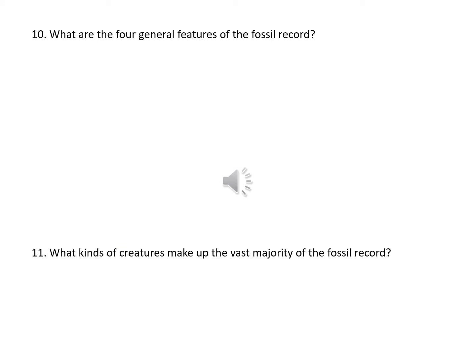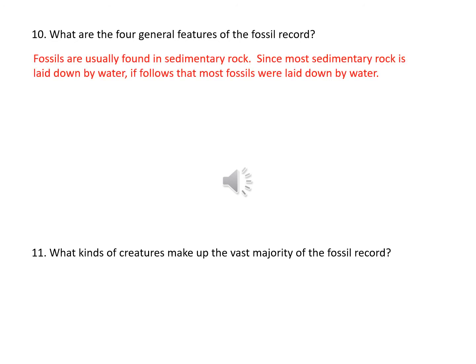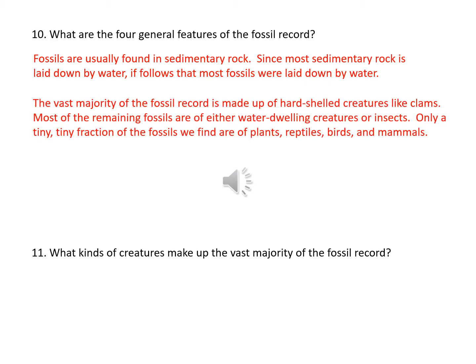Number 10. What are the 4 general features of the fossil record? First, fossils are usually found in sedimentary rock. Since most sedimentary rock is laid down by water, it follows that most fossils were laid down by water. Very few fossils have been found in igneous rock, although that is possible, and very few fossils have been found in metamorphic rock. In addition, the vast majority of the fossil record is made up of hard-shelled creatures like clams. Most of the remaining fossils are either water-dwelling creatures or insects. Only a tiny, tiny fraction of the fossils that we find are plants, reptiles, birds, and mammals.